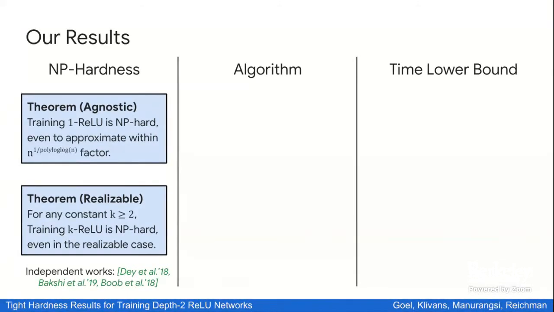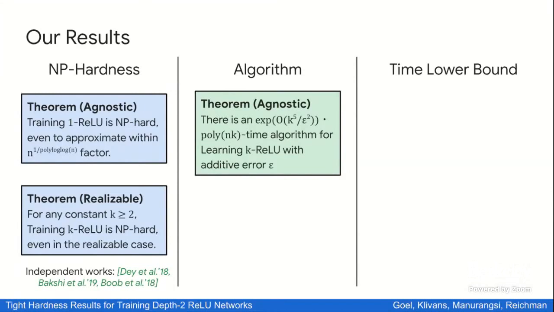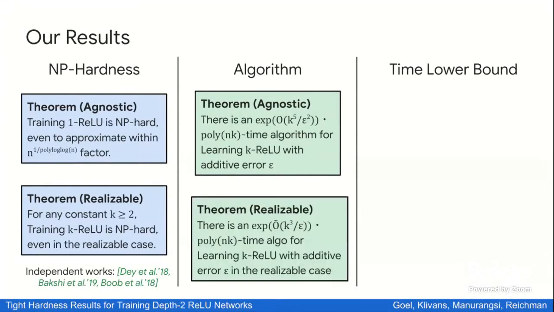But it turns out that if you are okay with additive error, you can still do quite well. Specifically, in the agnostic case, there is a learning algorithm that takes time exponential in roughly k to the fifth over epsilon squared, times polynomial. And if you're in the realizable case, this exponent can be reduced further to roughly k cubed over epsilon. Note that the dependency on epsilon in the agnostic case is 1 over epsilon squared, whereas in the realizable case it is 1 over epsilon. So it's pretty natural to ask whether this is intrinsic or whether we should hope to get a faster algorithm for the agnostic case.